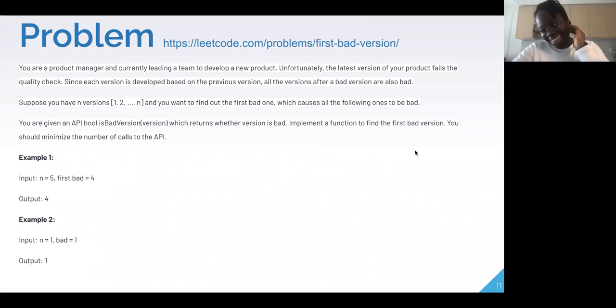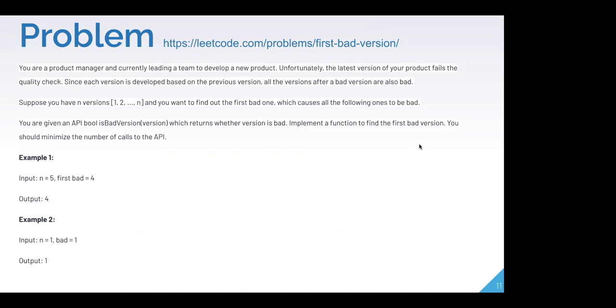Hi. What quickly came to my mind at first was going from 1 till wherever n is to find the bad version, searching through the numbers.